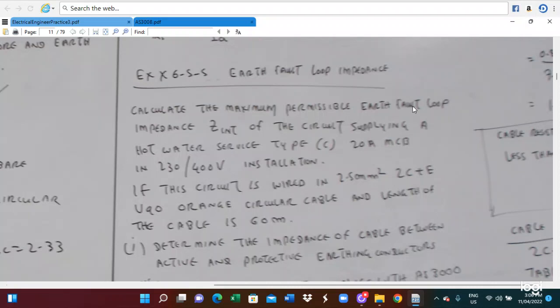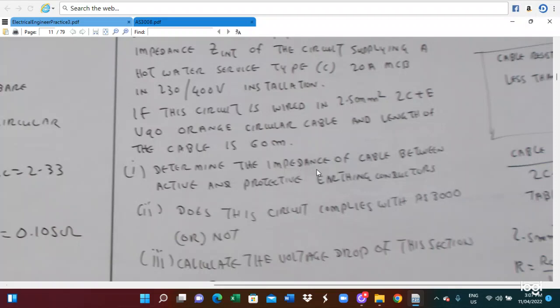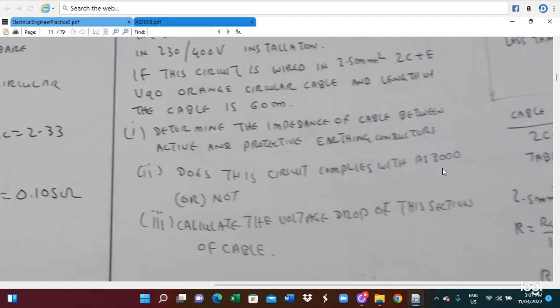So this problem we find out here. We need to calculate the maximum permissible earth loop impedance, ZIND, of the circuit supplying the hot water service. Type C is a 20 ampere magnetic circuit breaker in a 230/400 volt installation. If this circuit is wired in 2.5 millimeter square 2 core plus earth V90 orange circular cable and the length of the cable is 16 meter, we need to determine the impedance of the cable between the active and the protective earthing conductors, and whether this circuit complies with AS3000 or not. Calculate the voltage drop of this section of the cable. So those have to be calculated.